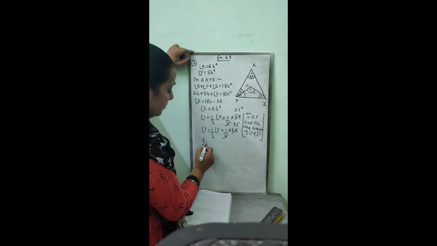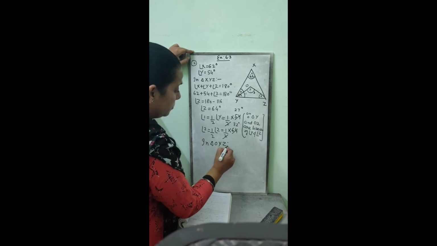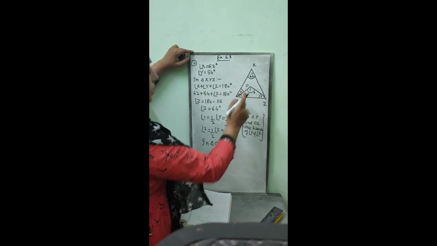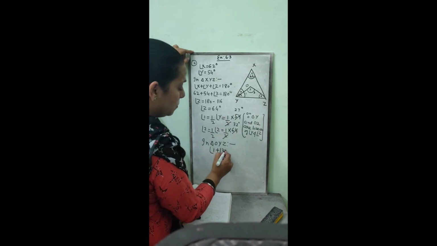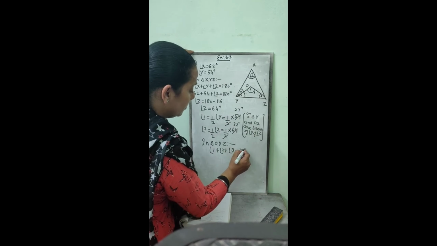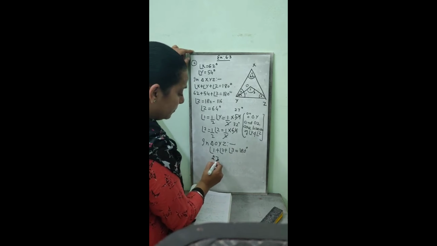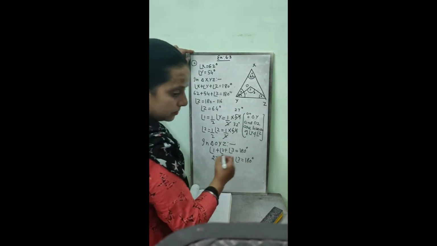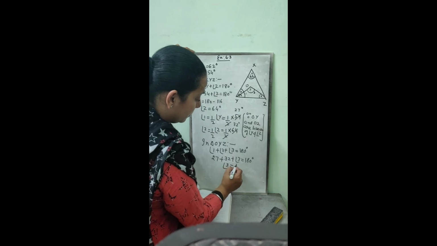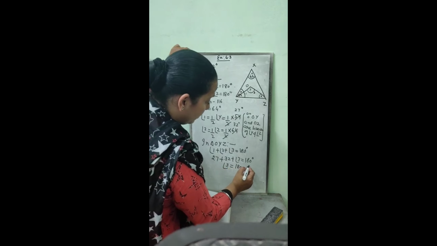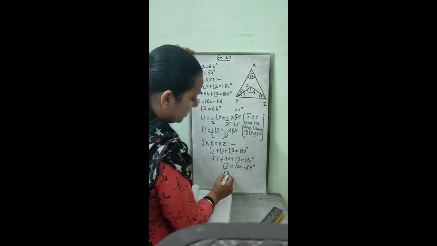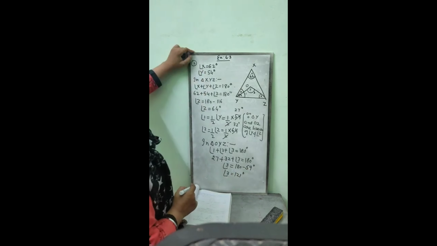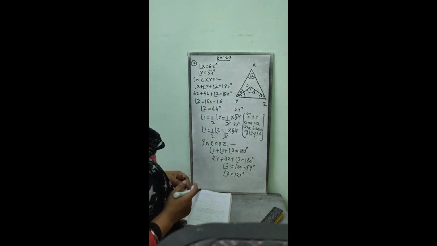In triangle OYZ, you are having three angles, 1, 2 and 3. Angle 1, 2, 3, all are making 180. 1 is 27, 2 is 32, 3 is as it is. This will go to other side. 180 minus 59. Your answer of angle 3 is 121. Angle YOZ is angle 3, which is equal to 121. Give a 1 minute review to this sum thoroughly.